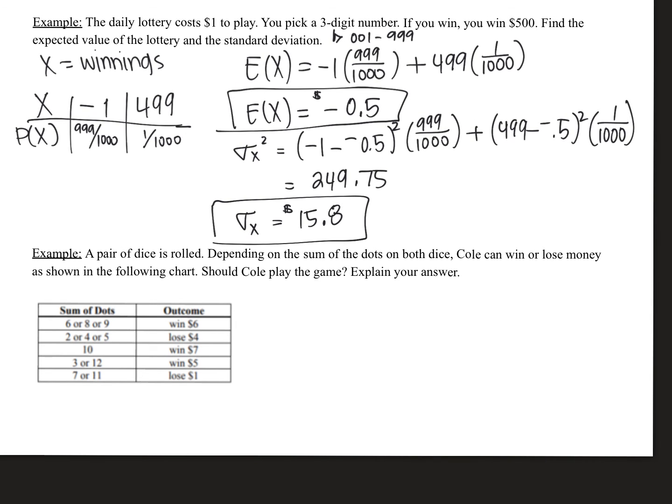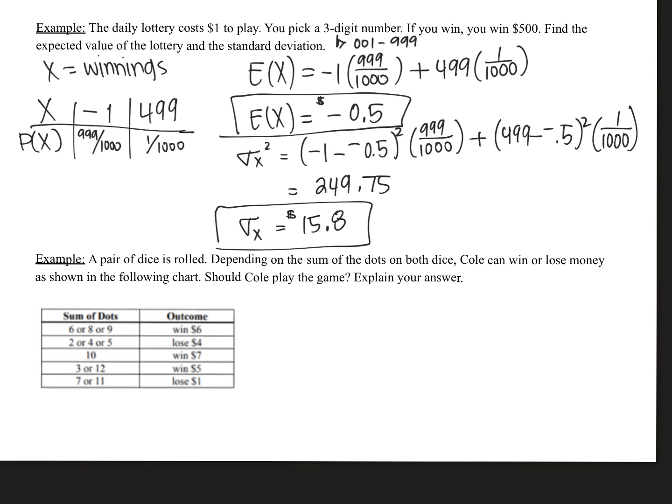Our last example, a pair of dice is rolled. Depending on the sum of the dots on both dice, Cole can win or lose money as shown in the following chart. Should Cole play the game? Explain your answer. So if you have a question like this, should you play means find the expected value. And if you're playing a game, you want to come out with an expected value that's positive, which means on average, you win. So X is going to be our winnings again.